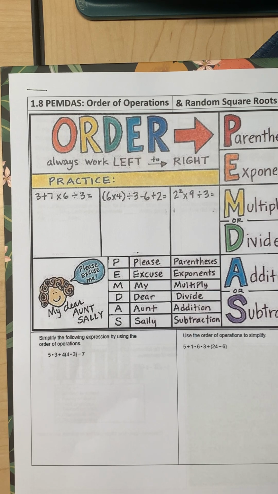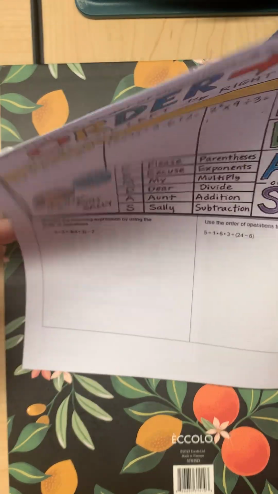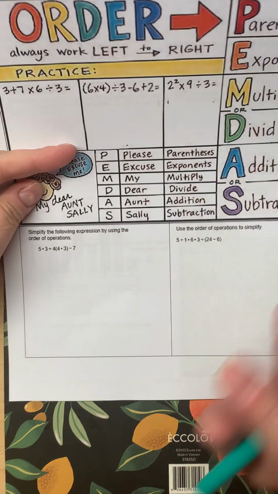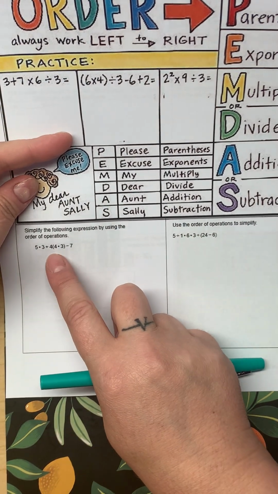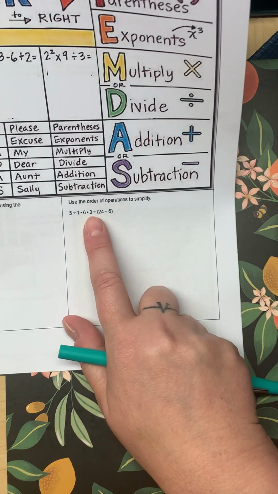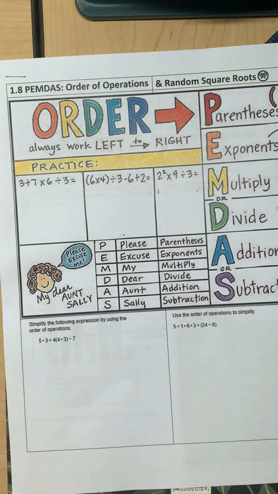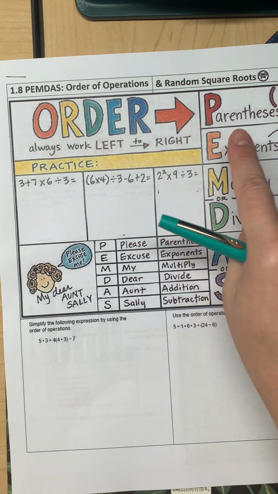This is 1.8. 1.8 is about how you do multiple things to numbers, like adding and subtracting and multiplying and maybe a divide symbol, and what order you do it in. And then we also have some random square roots at the end.